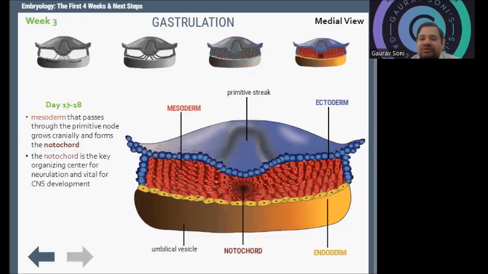And lastly, what is going to happen? Mesoderm that passes through the primitive node grows cranially and becomes the notochord. In the first diagram we have seen, there was a primitive node developing at the head of the primitive streak. At that particular point, there will be some specific growth. In the center, you can see here, that will be called the notochord. The notochord is the key organizing center for neurulation and vital for CNS development. So this is how the next process has also been initiated.